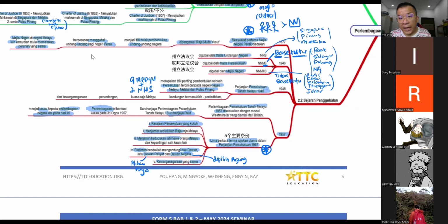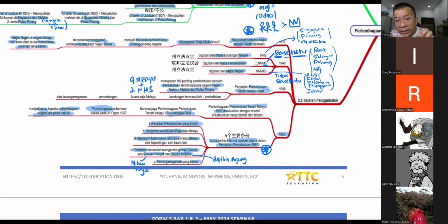Then NNS. When I say NNS, how many alphabets? Three alphabets. So how many countries inside? Three countries. So what are the three countries? SPM: Singapore, Penang, Malacca. NNS, three alphabets, three countries.